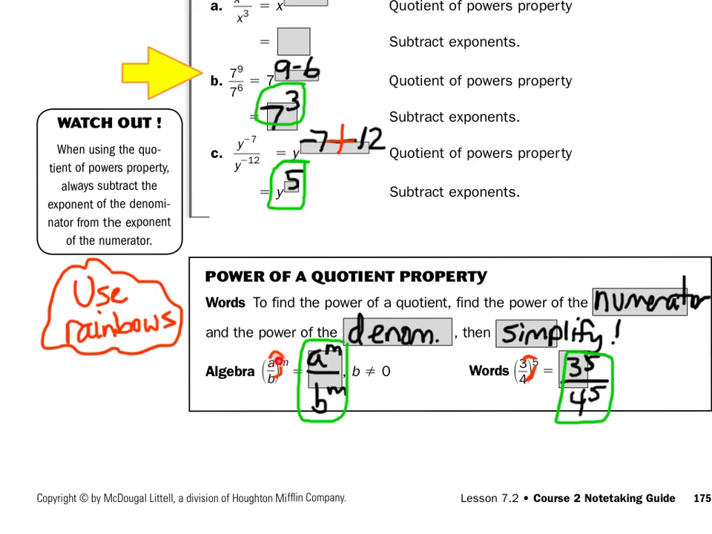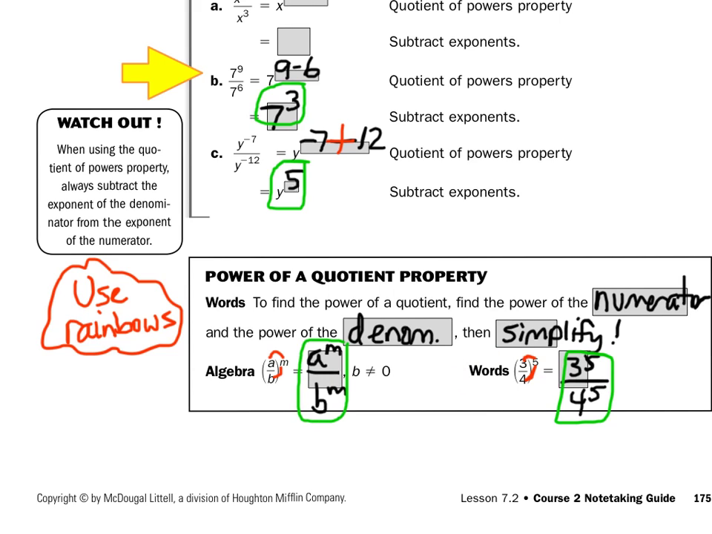If I had the fraction a over b in parentheses with the power of m on the outside, this is kind of like the rainbows. You want to circle the m and give it to the a and give it to the b. So this would be a to the m power over b to the m power.